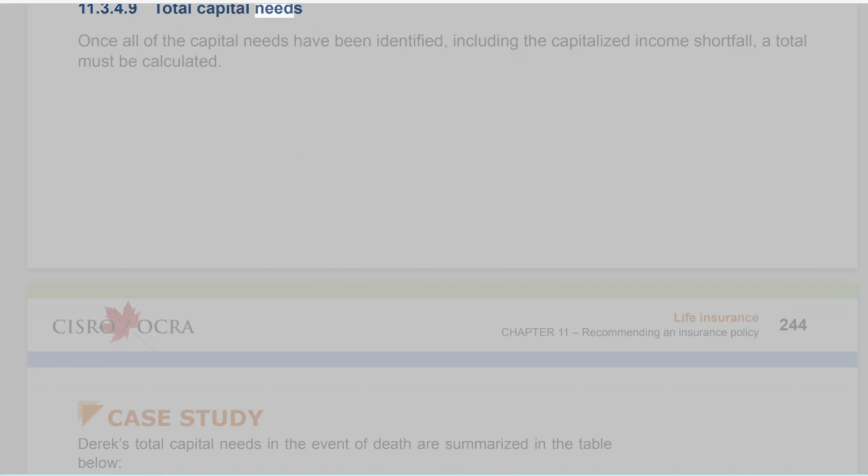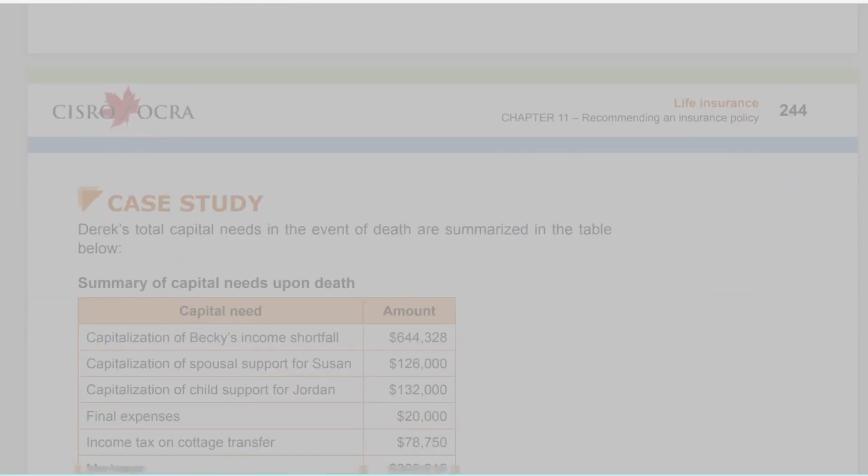1.3.4.9 Total capital needs. Once all of the capital needs have been identified, including the capitalized income shortfall, a total must be calculated.